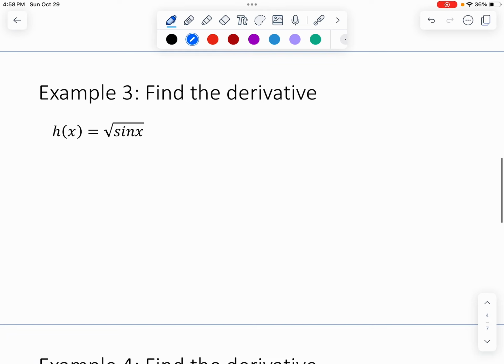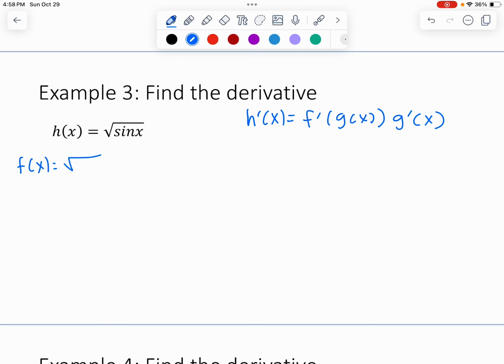Now we're going to have a little bit of a trickier function. So this says find the derivative of h of x. So again, I'm just going to write out the chain rule formula because you can never write it too many times. And I'm going to start by identifying the inside and outside function again. So the outside function is going to be the square root of x because sine of x is inside the square root. Okay, so that's that. And then remember, the square root of x is equivalent to x to the 1/2 power.